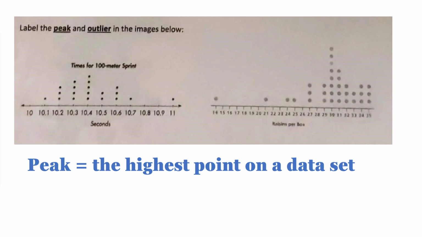The peak is the highest point on the data. So in this case, our peaks would be here and here because those are the points on the dot plots that have the highest amount of data, or the highest frequency in number.